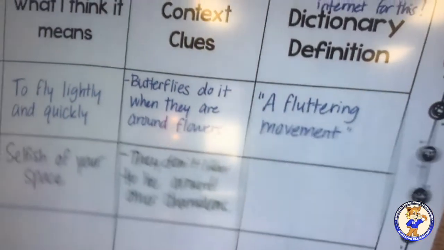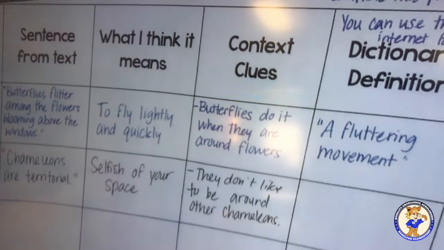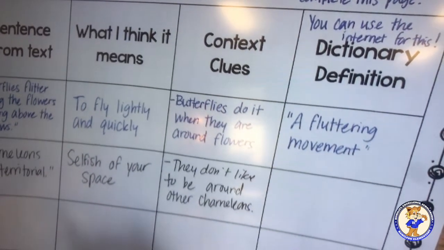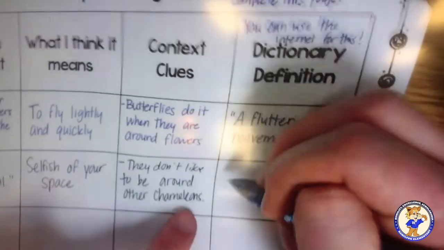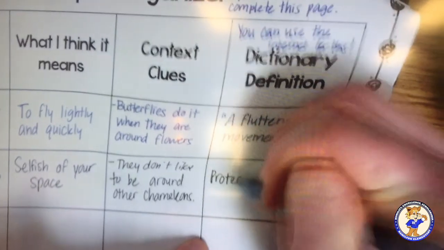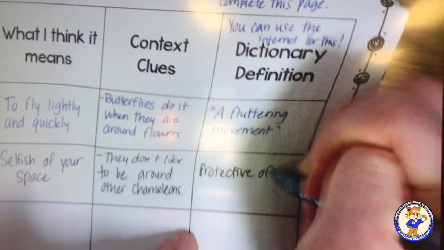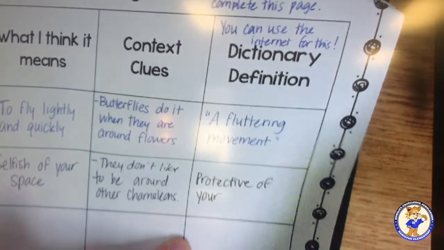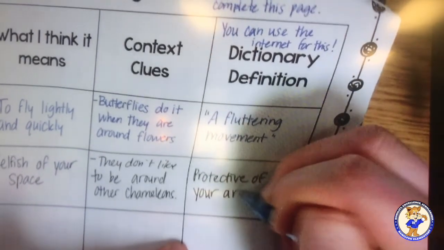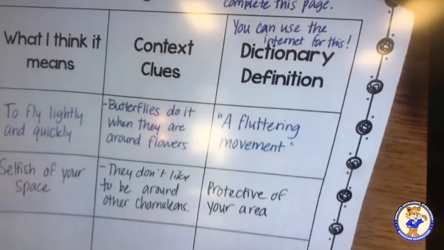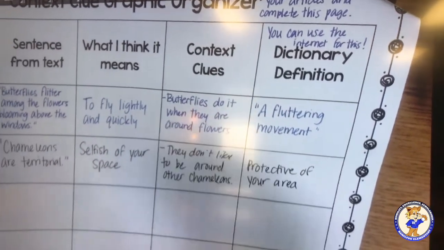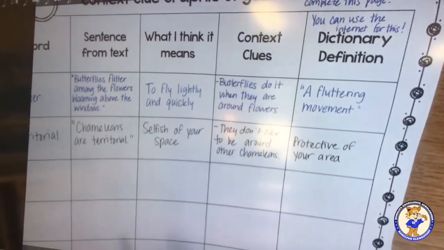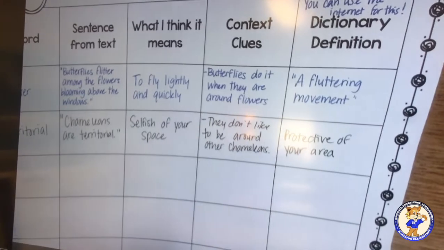Now I'm gonna look it up in the dictionary, and I just looked it up on the internet, and I found that territorial actually means protective of your territory or protective of your area. Like you don't like it when other people come into your area. So I was pretty close with my guess there. And so that would be an example of how you could use context clues.